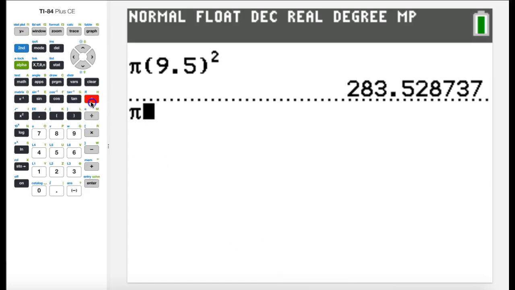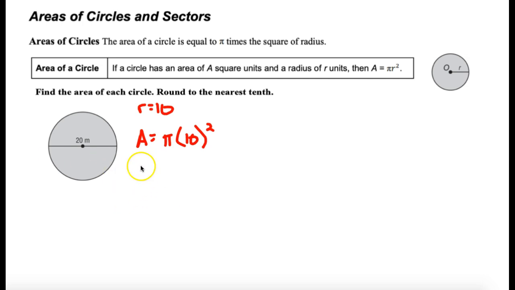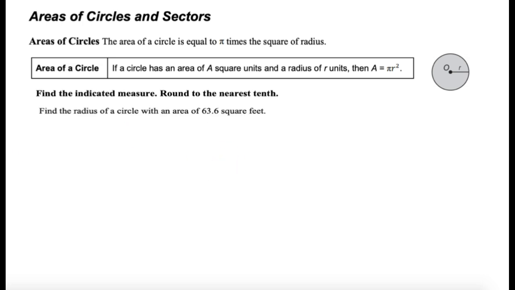So pi times 10 squared gets me 314.2. Since the hundredths place is a 5, this tenths place would round to 2. So 314.2 square meters. All right. So those are pretty straightforward. Okay, the only piece of information we need is the radius to find the area. So let's take a look at a couple where we need to go backwards.